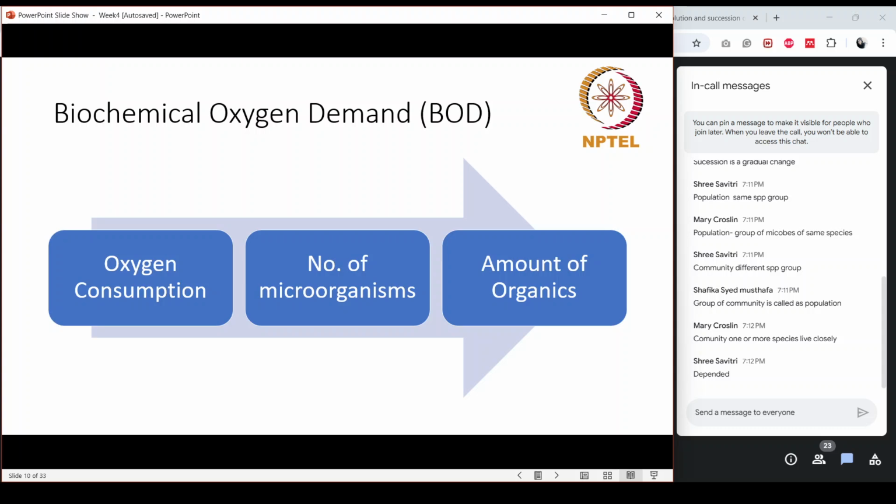How does this biochemical oxygen demand help us? It first helps us to determine the oxygen consumption. It also tells us about the number of microorganisms. Further, it can be used to determine the amount of organics. So what is BOD? It is the oxygen equivalent of organics. It is nothing but the oxygen equivalent of organics.